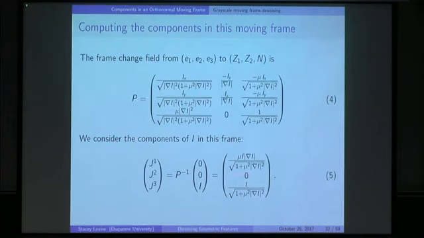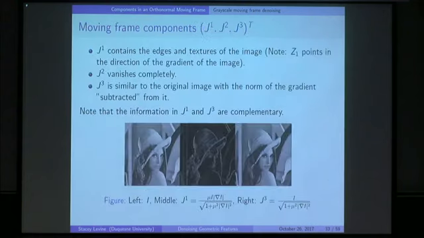These components are a combination of the image data and the magnitude of the gradient. And it's interesting how they decompose the image. What you see here on the left is the original image. Here's J1 and here's J3. J1 is the image data scaled by this ratio of the magnitude of the gradient. So where the gradient is very low, where the image is flat, J1 is 0. Where the gradient is high, J1 takes the intensity value of the image. So we end up with something that looks almost like a map of the edges and textures.